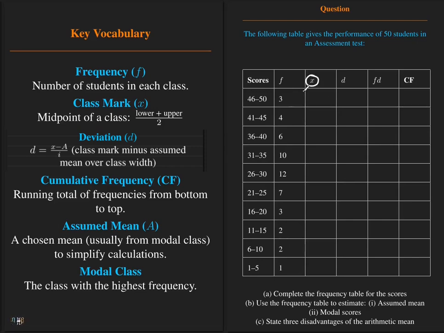This X here is what we call the midpoint or the class mark. That is to say, we don't want to represent this with a range, but we want just one value that we would use to categorize this range. And how do we get it? We use what we call the midpoint of the class. So as you can see the formula here, it says the lower plus the upper divided by 2.